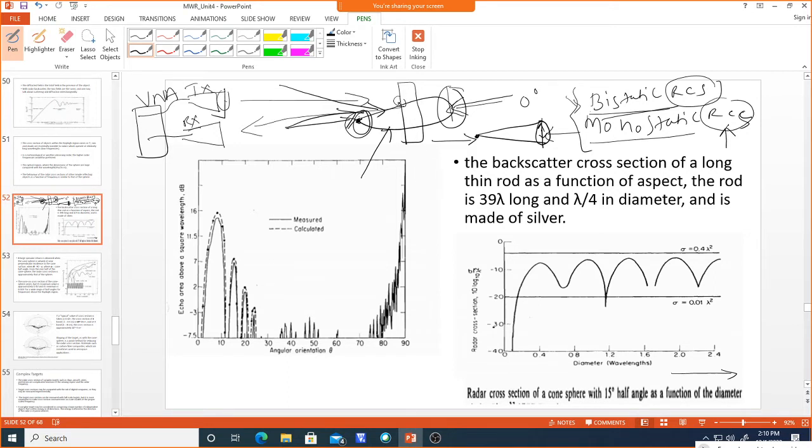So how are we going to reduce it? Either the transmitted signal has to be absorbed by the target, or the target should reflect the signal in another direction where it is not required.